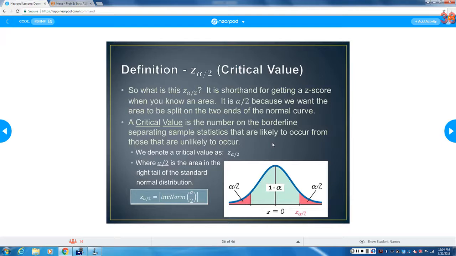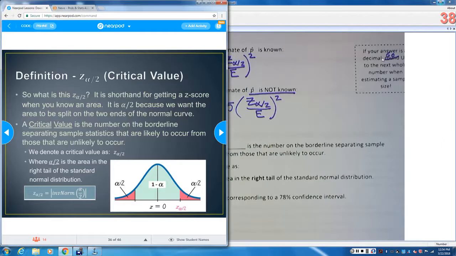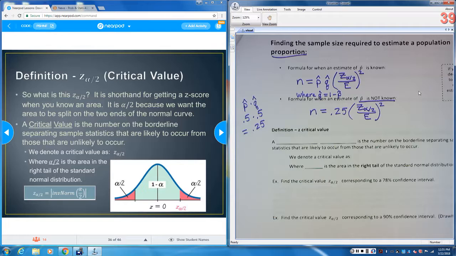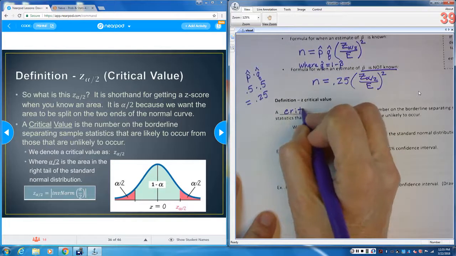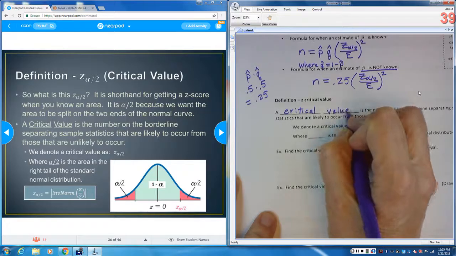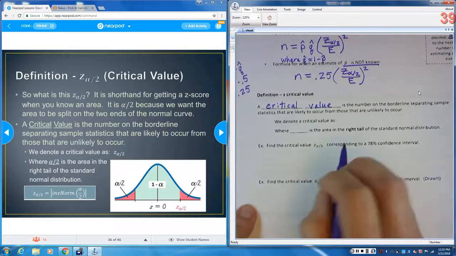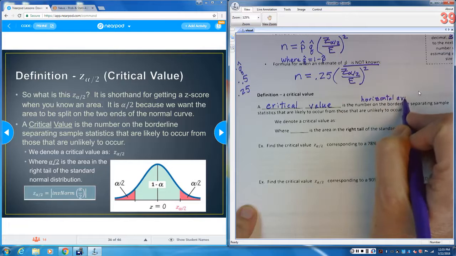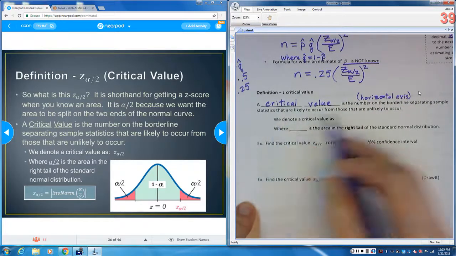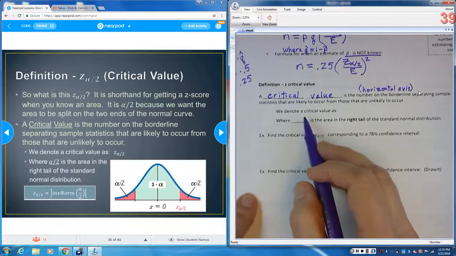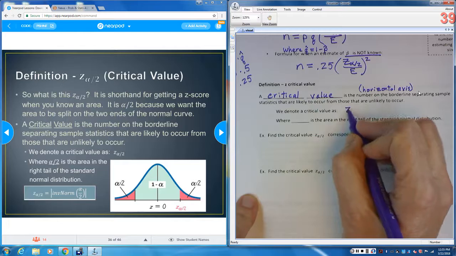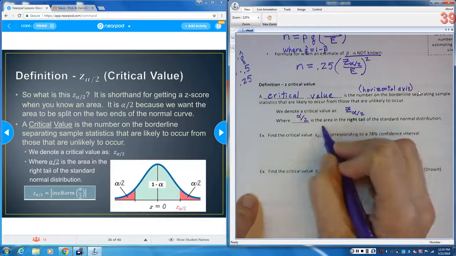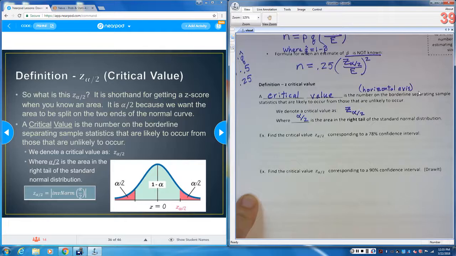So let's fill in our notes. A critical value is a number on the horizontal axis, and it separates numbers that are likely to occur from those that are unlikely. We denote it, if it's the standard normal curve, with a z subscript alpha over 2, where alpha over 2 is the area in the right tail of the standard normal distribution.